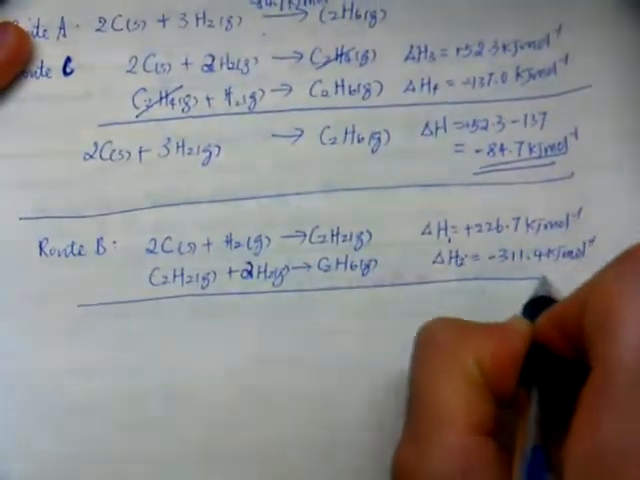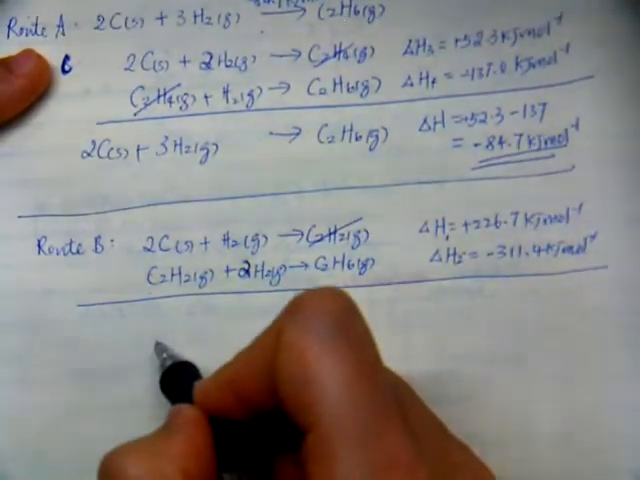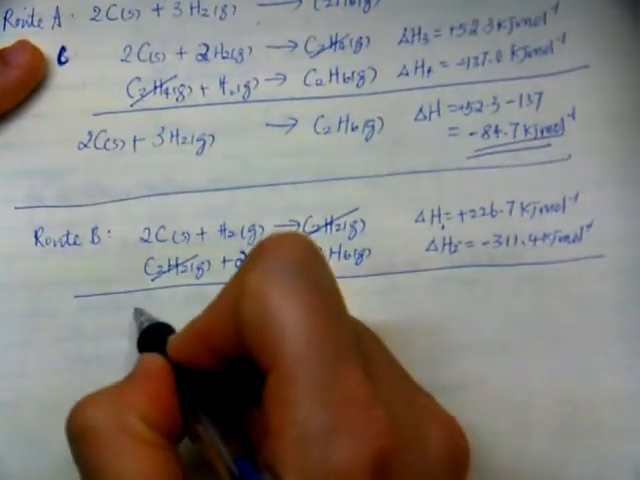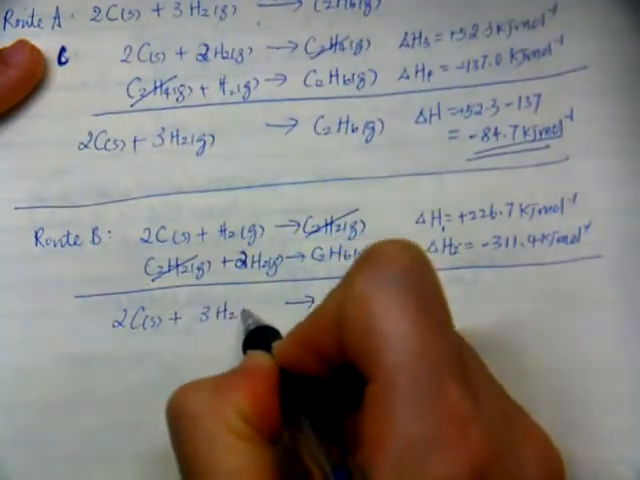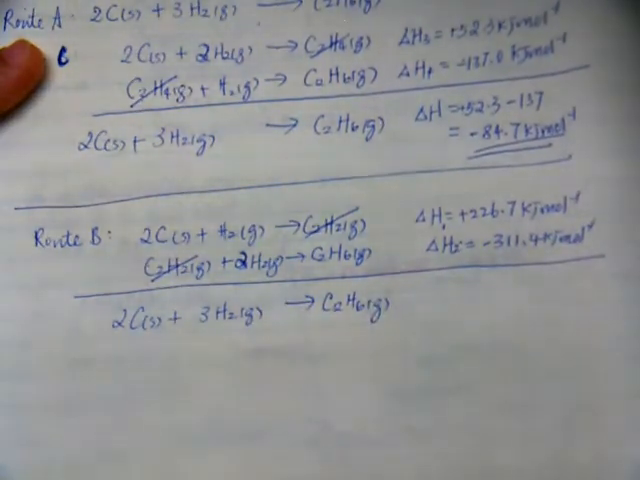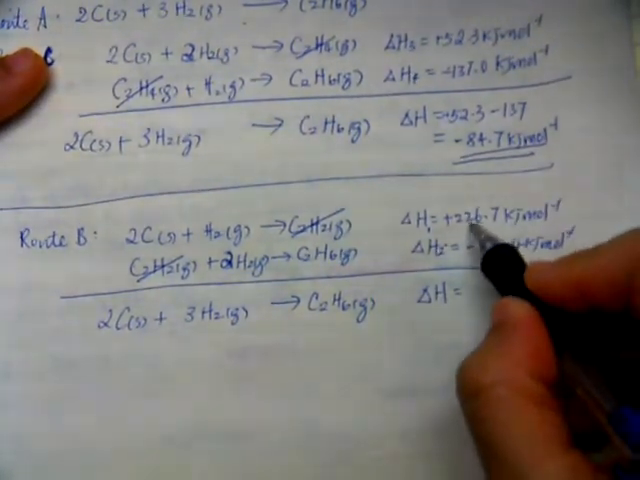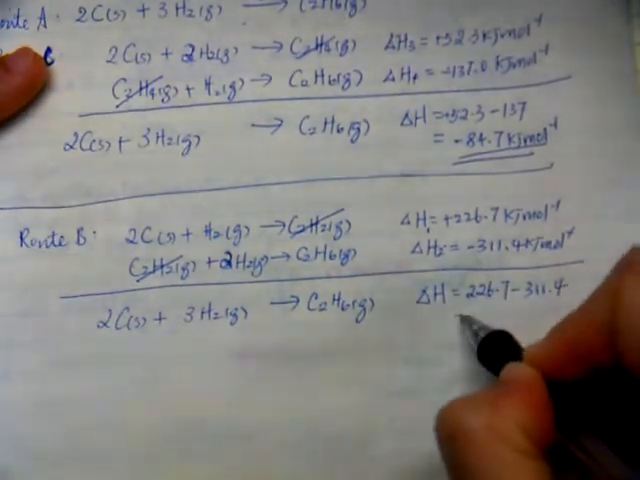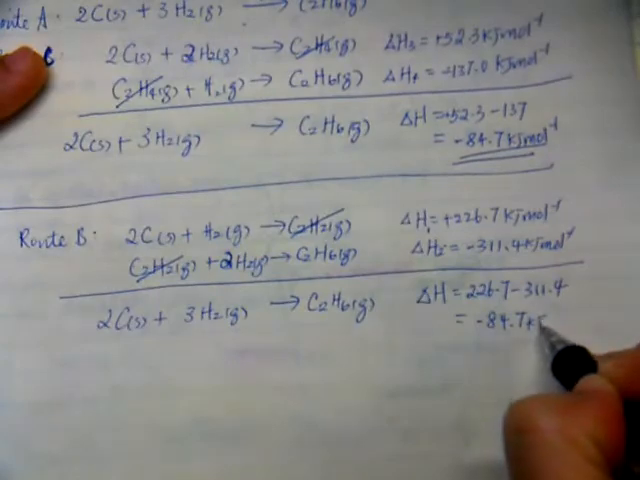Again, I would like to sum them up. In summing up, we have one C2H2 gas on the product side and one C2H2 gas on the reactant side. Cancel them out. Finally, this is the equation for route A. Then work out the overall enthalpy change. 226.7 minus 311.4. Again, use your calculator. It is 84.7 kilojoule.